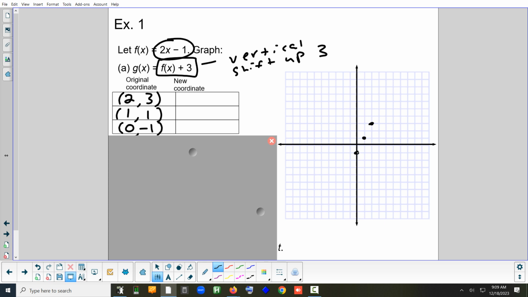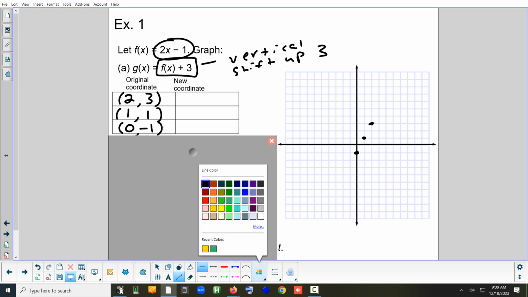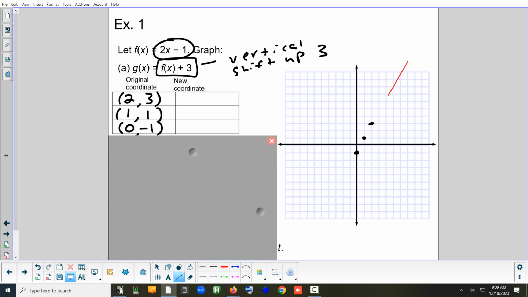Yes. All right. So I guess I'll make this line red. I'm a little bit off, but that's okay. And I'm going to label that the original. Okay, those are the original coordinates.